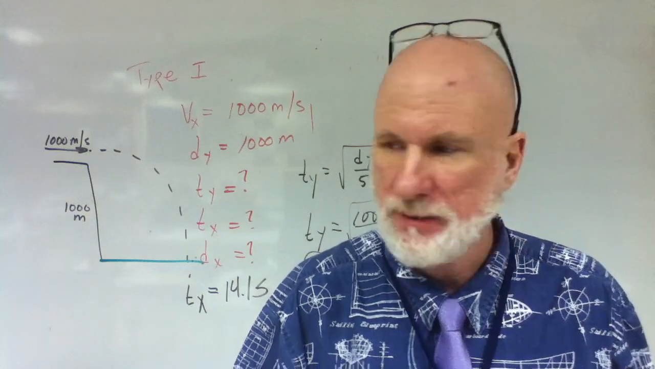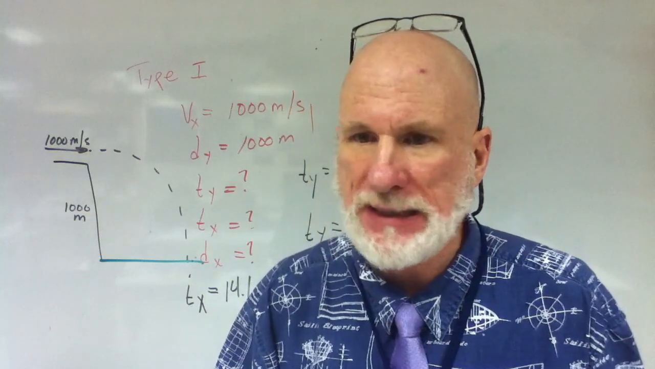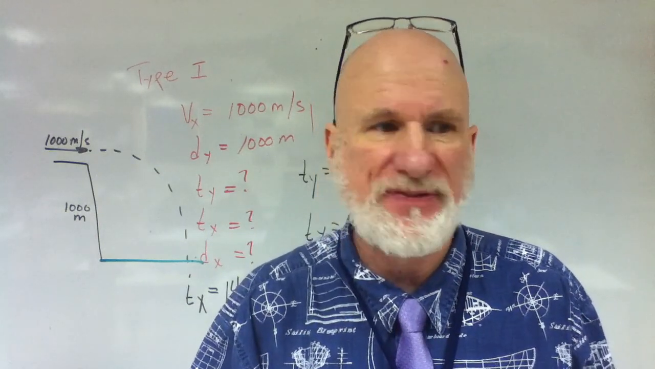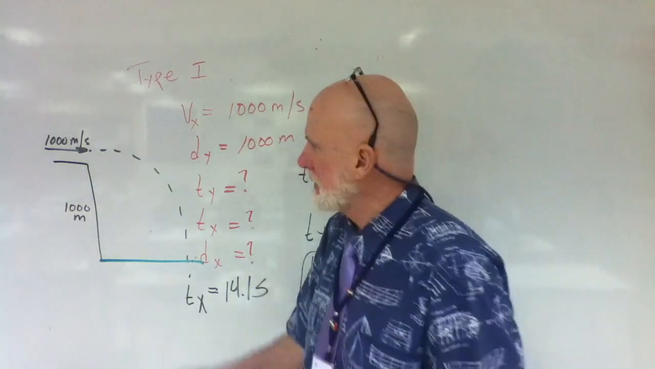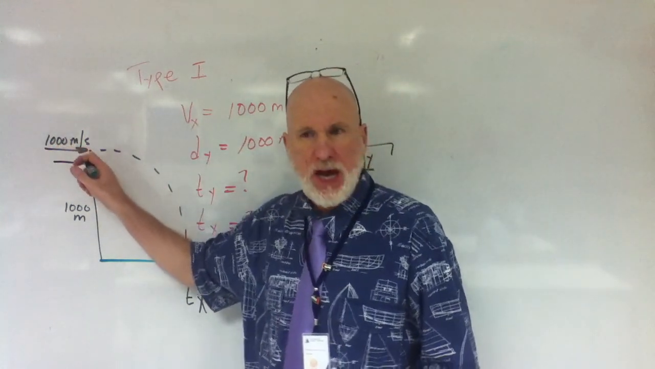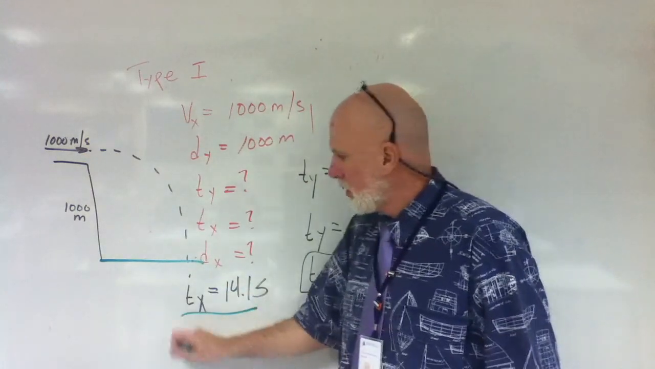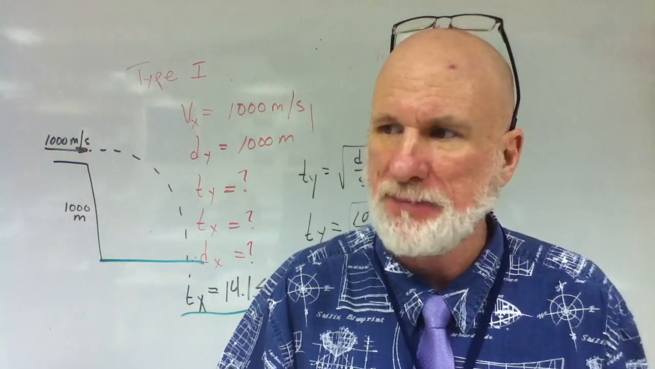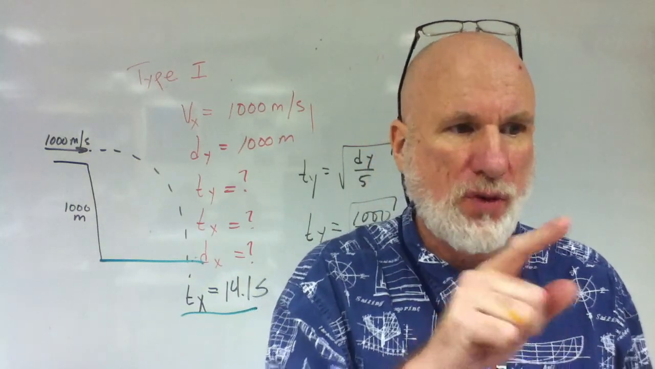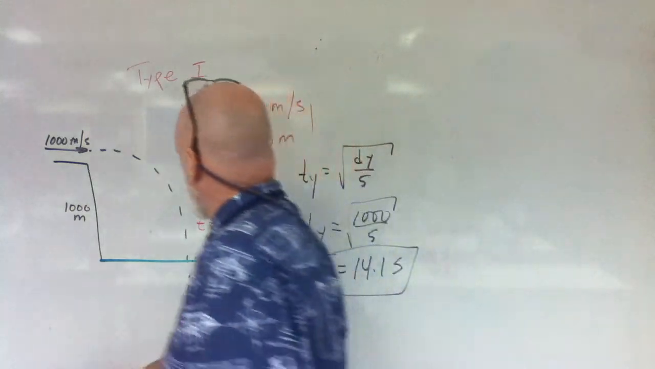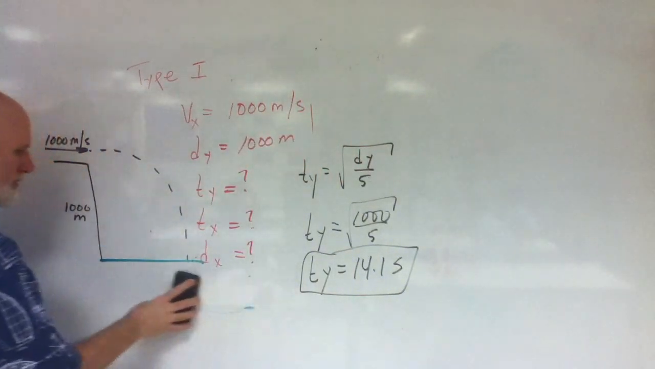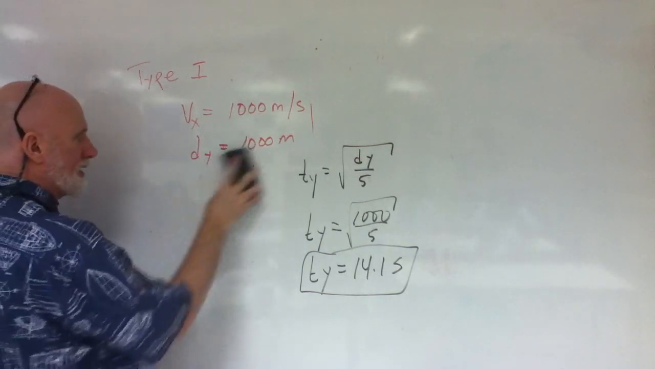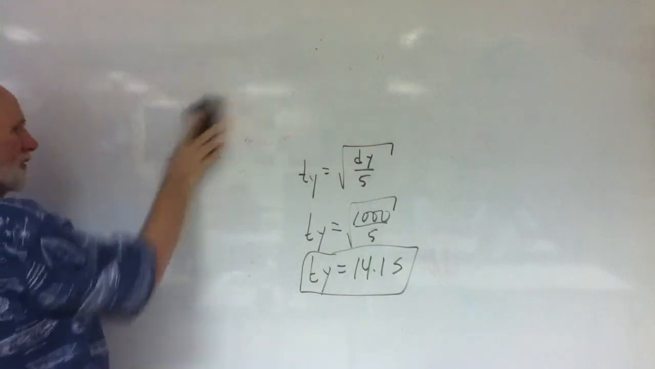Correct? Good. So how do you find dx? Dx equals what? Tx times Vx. So what is 1,000 times 14.1? 14,100. Excellent. So let's erase all of this. Yeah, that's the exact answer.